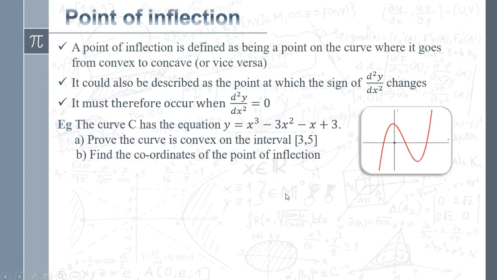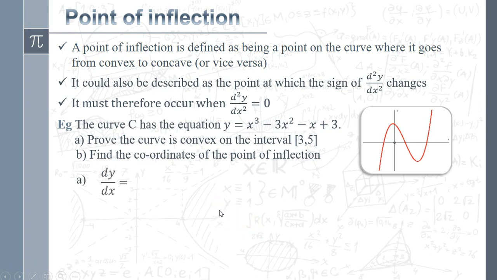So let's have a look at an example. I've got a cubic curve here, and we're being asked to prove the curve is convex on the interval [3, 5]. Now, just to be clear, this is not a coordinate. This is a range of values. When we use square brackets, it's a range of values, the values going from 3 to 5. So we've got to prove that the curve is convex on that interval.